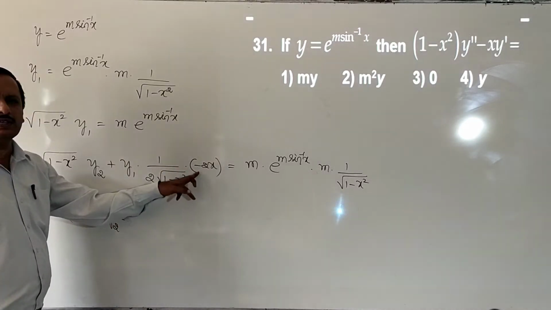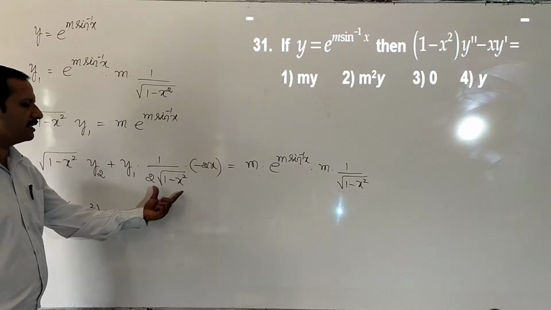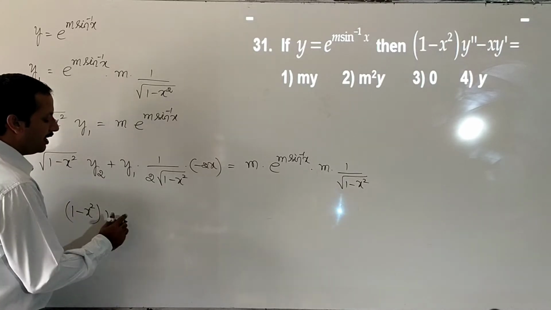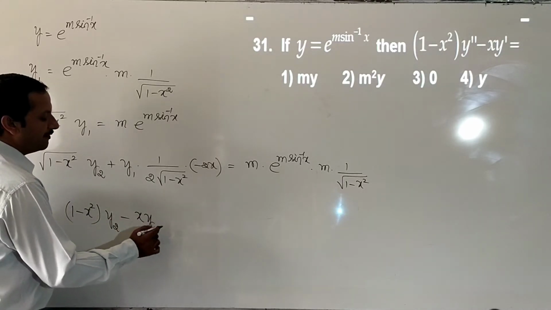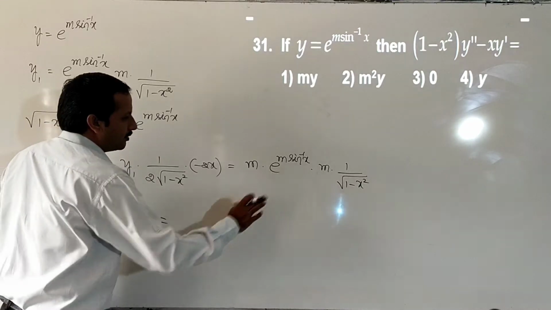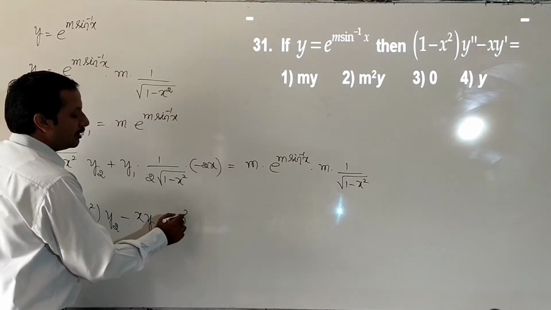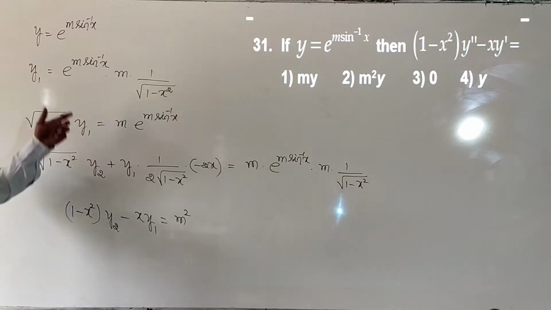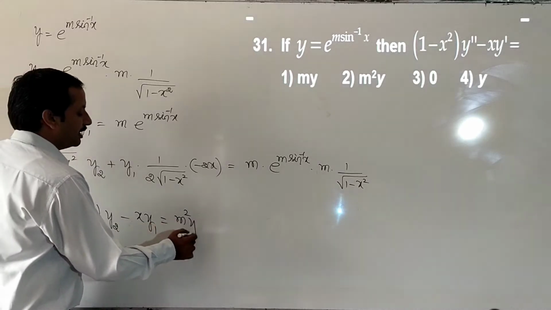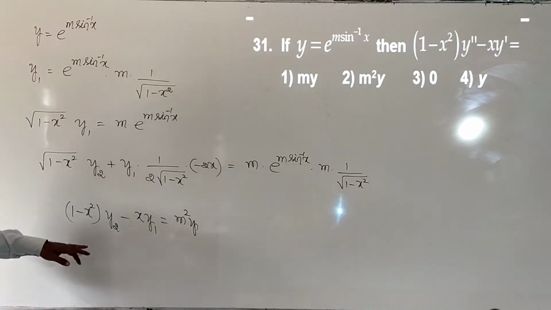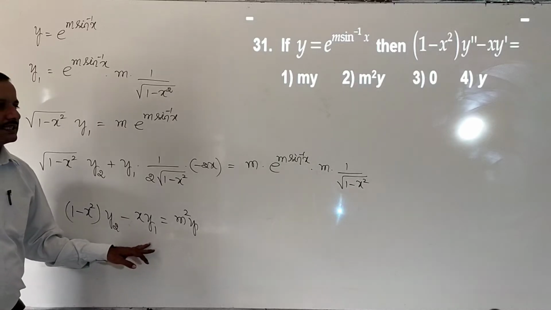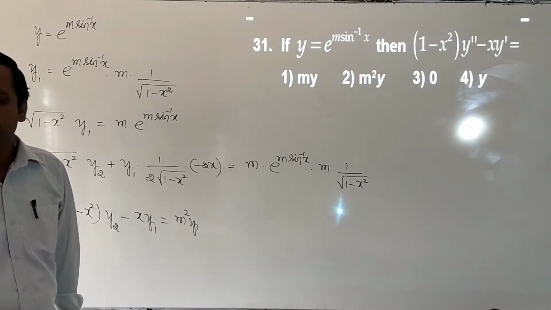Here 2 gets cancelled. When I multiply by root 1 minus x square, this also gets cancelled. So we have minus x y1 is equal to, that root 1 minus x square gets cancelled, m square into e power m sin inverse x. e power m sin inverse x is y. So 1 minus x square into y2 minus x y1 is equal to m square y. Second option.